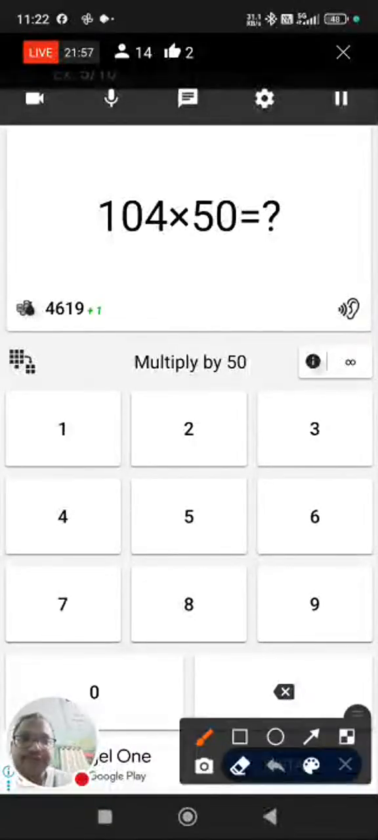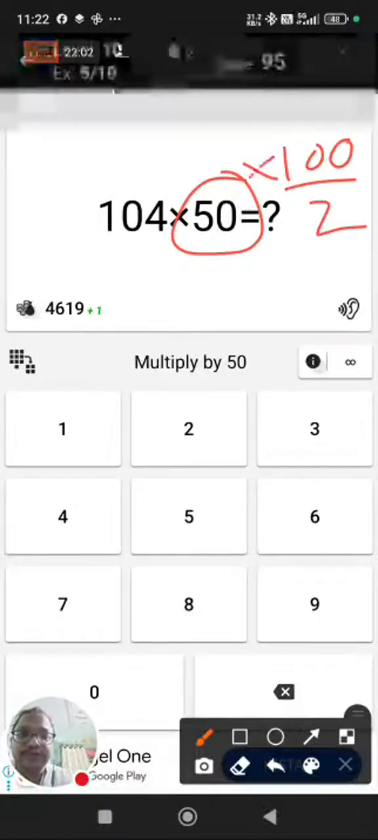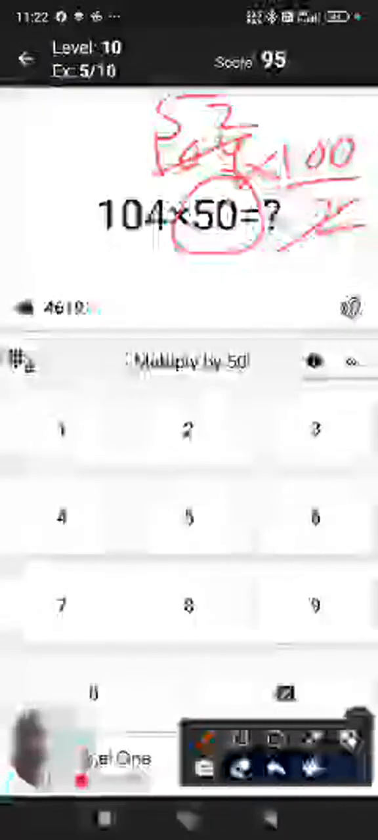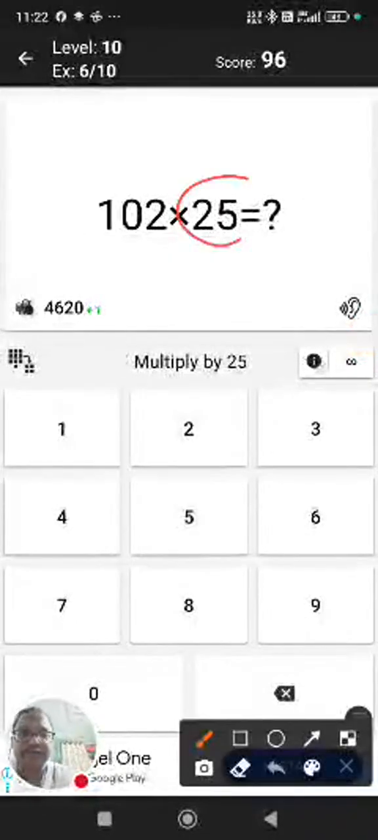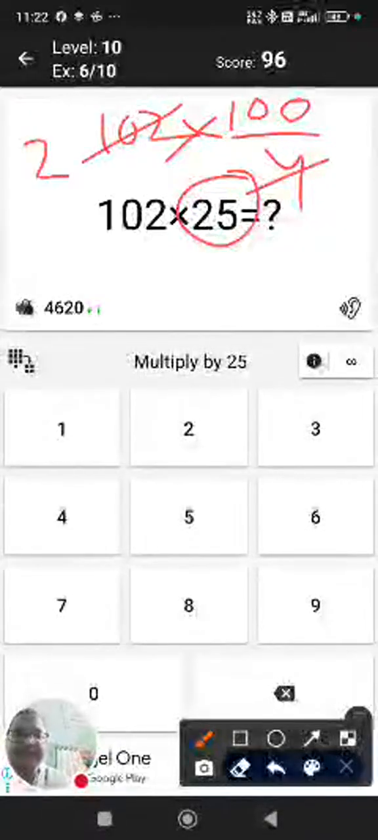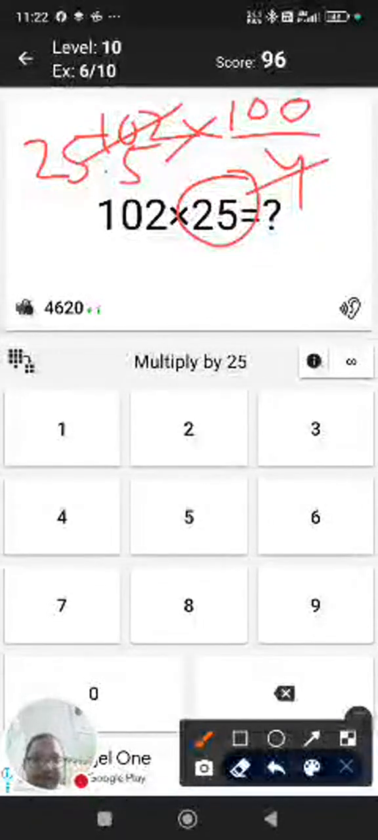Instead of 50 we write 100 divided by 2. So into 104, this will be 50. 5200. So here what we do is instead of 25 we write 100 divided by 4 into 102. This will be 4. 2 times 8 22. 5 times is 20 and again 5 times will be 20. So 25.5 into 100, which will be 2550.